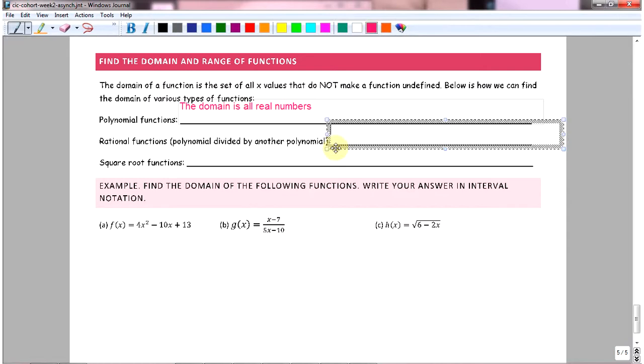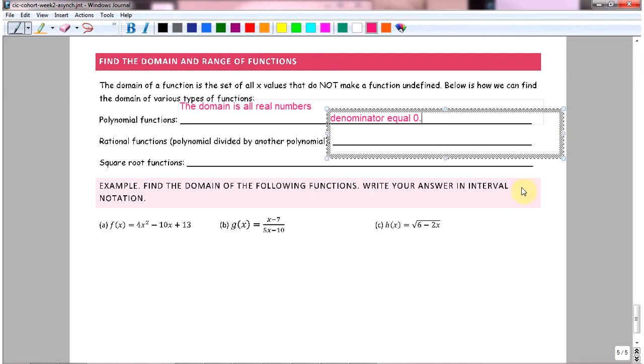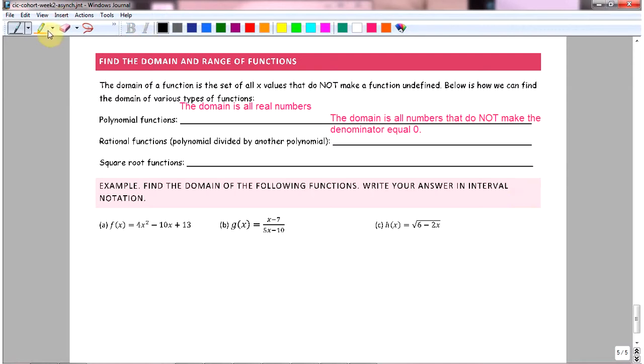The domain of a rational function is all numbers that do not make the denominator equal 0. Because we know if we get 0 in the denominator, that means it's undefined. So, all numbers that do not make the denominator 0.